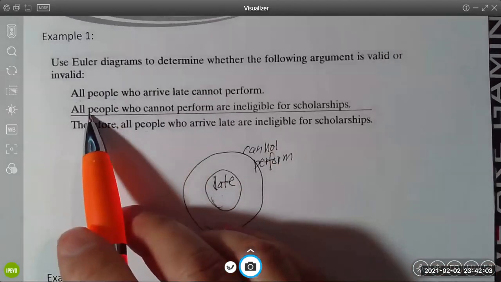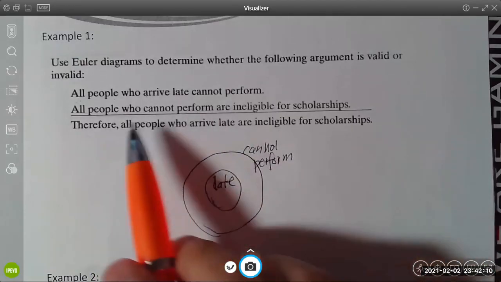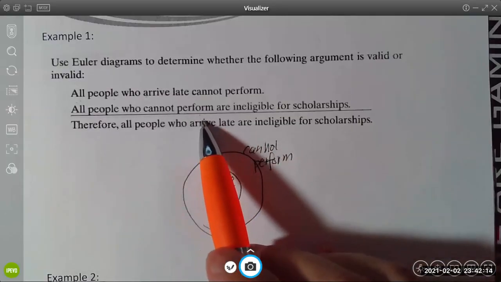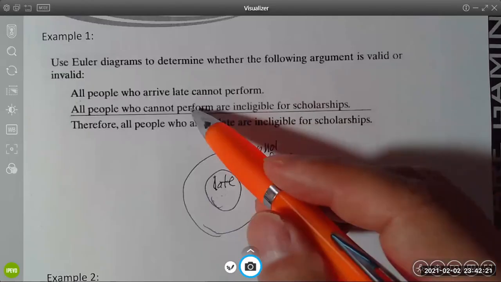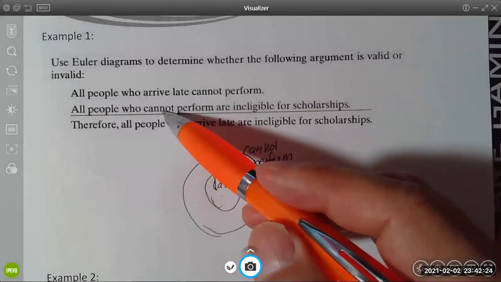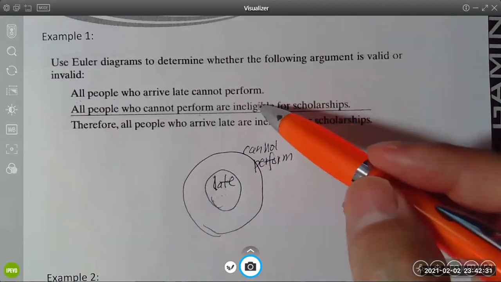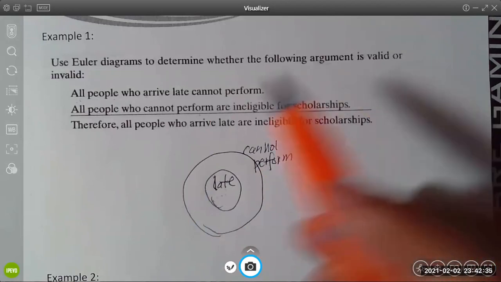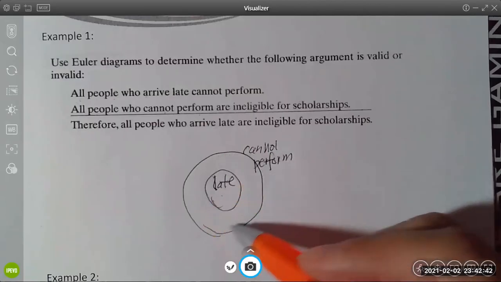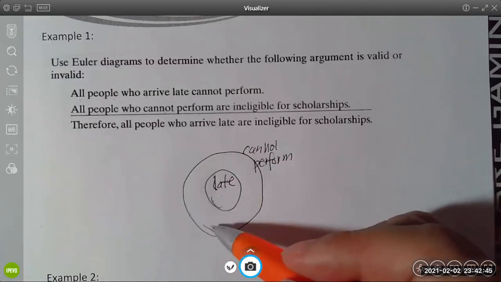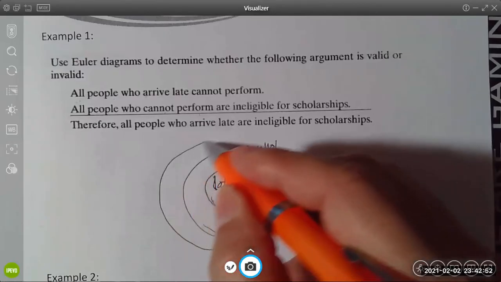Now, the second premise is that all people who cannot perform, that means this bigger circle, right? All people inside the bigger circle are ineligible for scholarship. That means we have another circle now. Each premise represents two circles. The first one in this second premise is people who cannot perform. The second circle is people who are ineligible for scholarship. All A are B, because all of these are ineligible. So the circle that represents people who cannot perform is entirely inside the circle for those who are ineligible for scholarship. So this is the bigger circle.